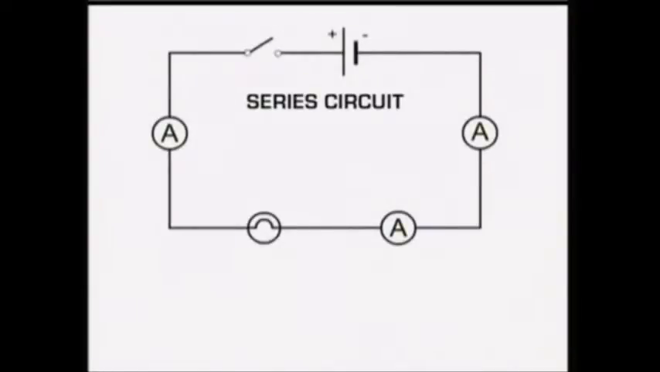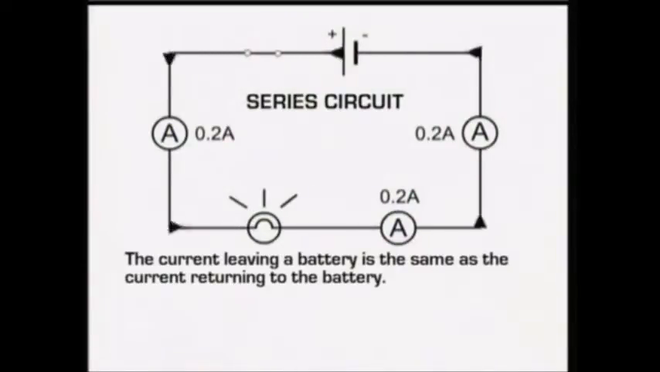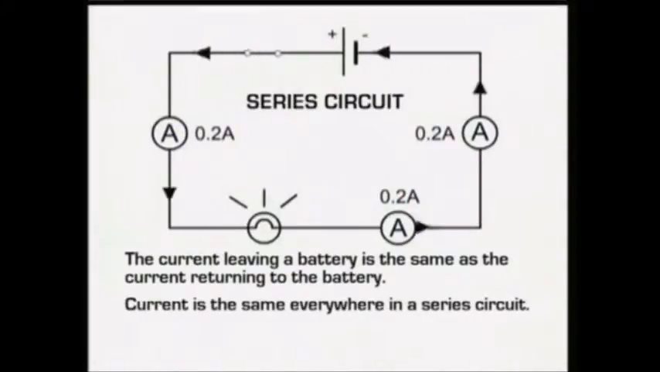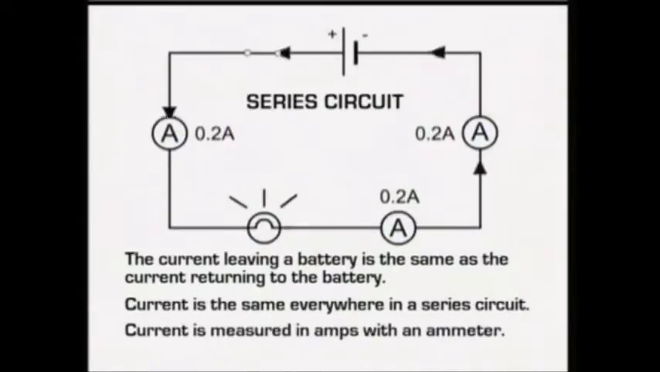Here's a simple circuit with a battery, a switch and a lamp connected in series. When the switch is closed, a current begins to flow, pushed around the circuit by the battery. The current leaving the battery is the same as the current returning to the battery. Because all the components in the circuit are connected one after the other in series, the current is the same everywhere in the circuit. In this case, 0.2 amps. Current is measured in amps, with an ammeter, which can be connected in series with each component to measure the current flowing at that point.